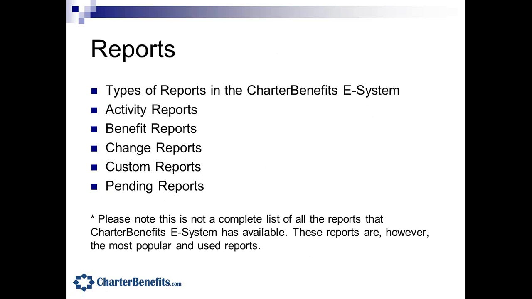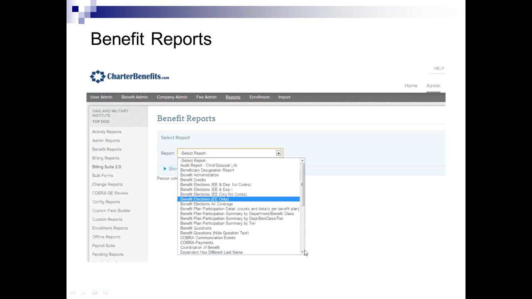Reports. These are some of the common reports in the CharterBenefits e-system. Activity reports, benefit reports, change reports, custom reports. Custom reports is probably the one I use the most because I can select each individual field that I want on the report and in the order I want them. And then pending reports. Maybe you have somebody that selected a voluntary benefit, or maybe they have a newborn, or they just got married. Those pending reports are also very important. So this is just a list of some of the common reports in the e-system.